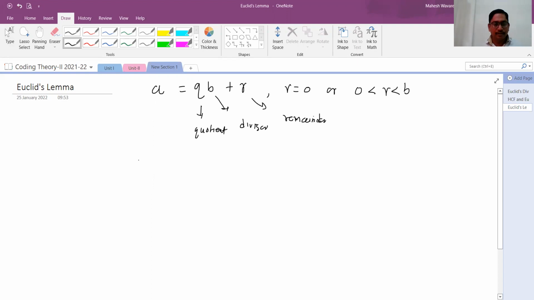Likewise, when we apply the algorithm for a equal to 17 and b equal to 6, 6 occurs twice in 17 and leaves remainder 5. So 5 is the remainder, 6 is the divisor and 2 is the quotient. So this is Euclid's lemma. And how this lemma is applicable to find the highest common factor of two numbers, I will explain in the next example.